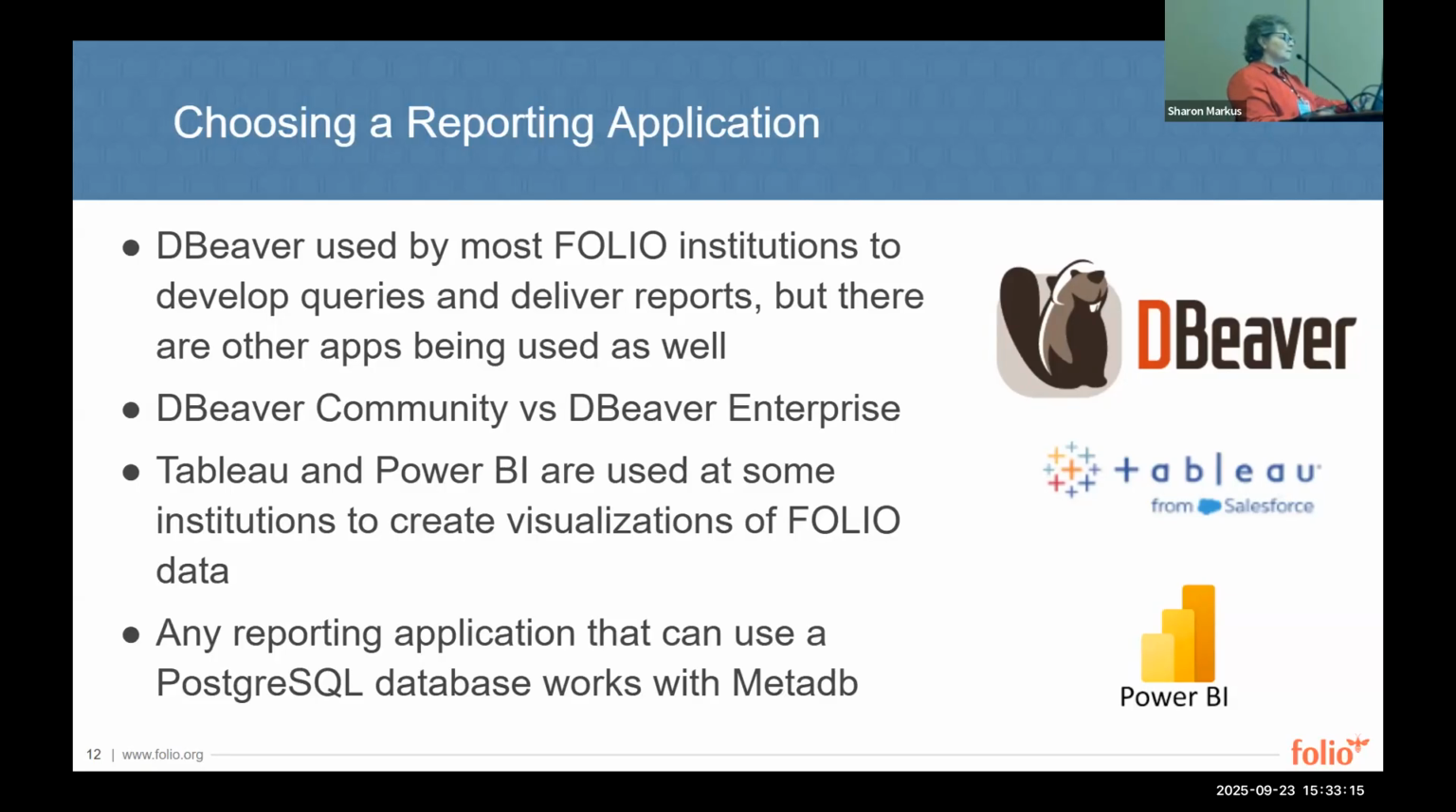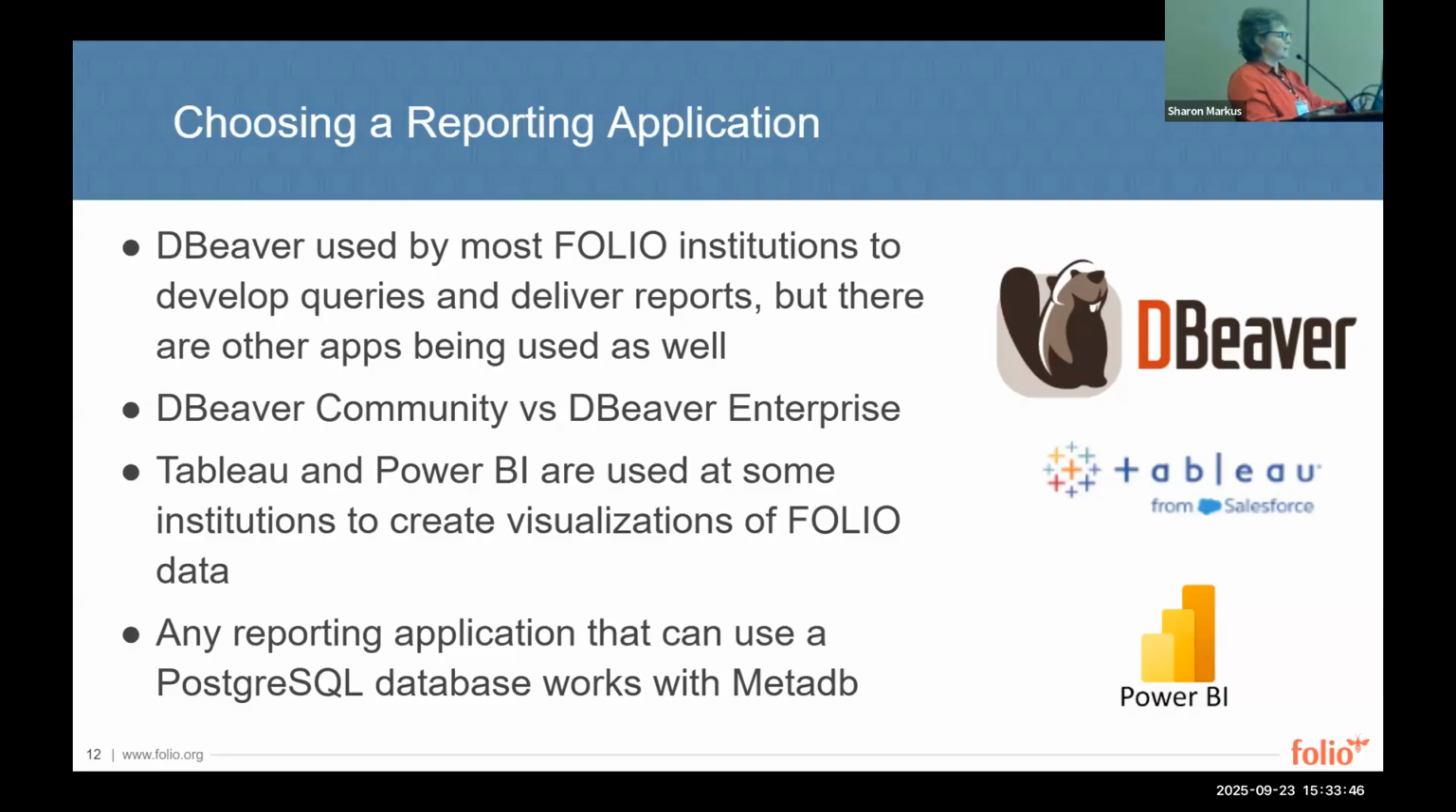The most common reporting application that people use for data warehouse implementation between Folio and MetaDB is DBeaver. This allows you to develop queries and deliver reports. There are different versions of DBeaver. There's a community version that's free, and anyone can download it anytime. And DBeaver Enterprise is pretty inexpensive and comes with a few more features.